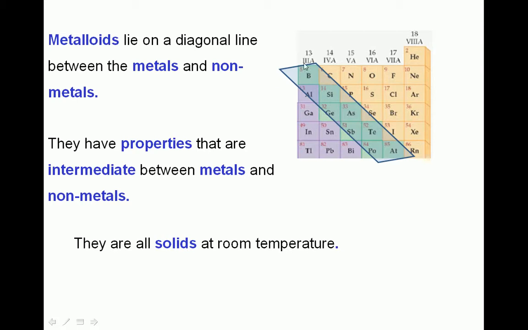So the metalloids separate the metals from the nonmetals, and they line up on this sort of staircase line that falls down here, and they have properties that are intermediate between the nonmetals and the metals, and they are all solids at room temperature.